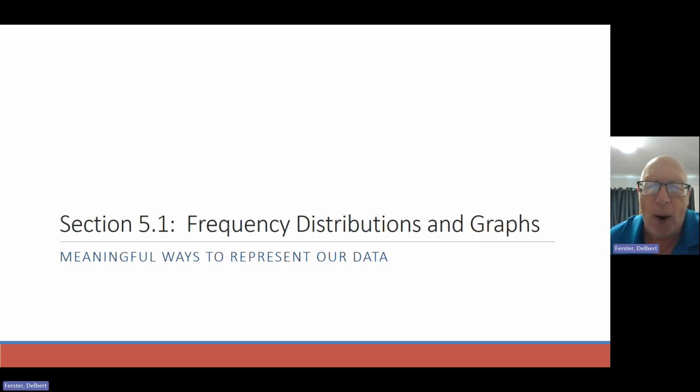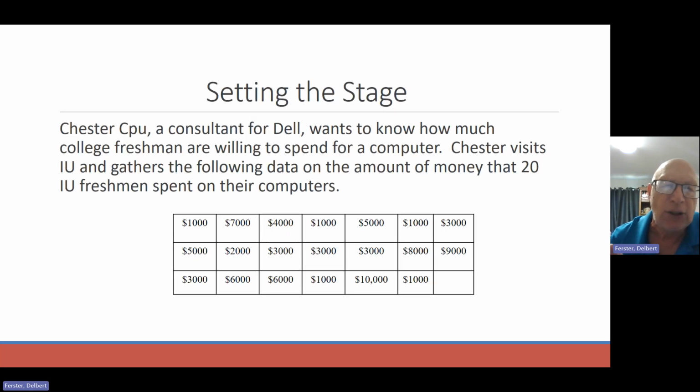Okay, section 5.1, frequency distributions and graphs, meaningful ways to represent our data. So on the screen now, you've got Chester CPU, and he's a consultant for Dell with 2 L's. And he's surveyed, looks like 20 freshmen here at IU, and he's determined how much they've spent for their computer rigs.